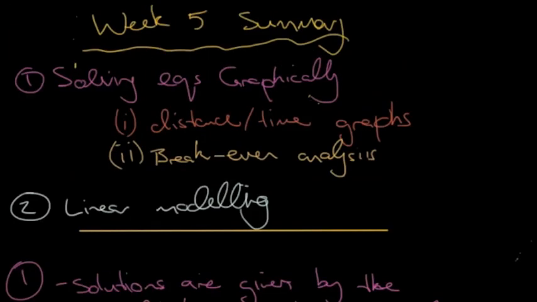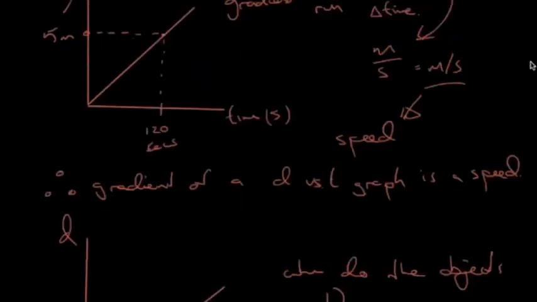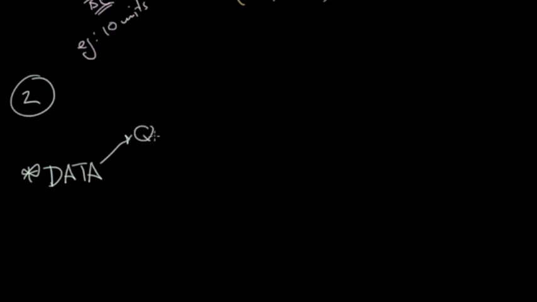Okay, now we're going to have a look at linear modeling. So there's a few different things here that we're going to look at in linear modeling. The first is we're just going to have a quick chat about data. Now there's two types of data. It's qualitative. And you know, what's qualitative data? Well, that's descriptive data.